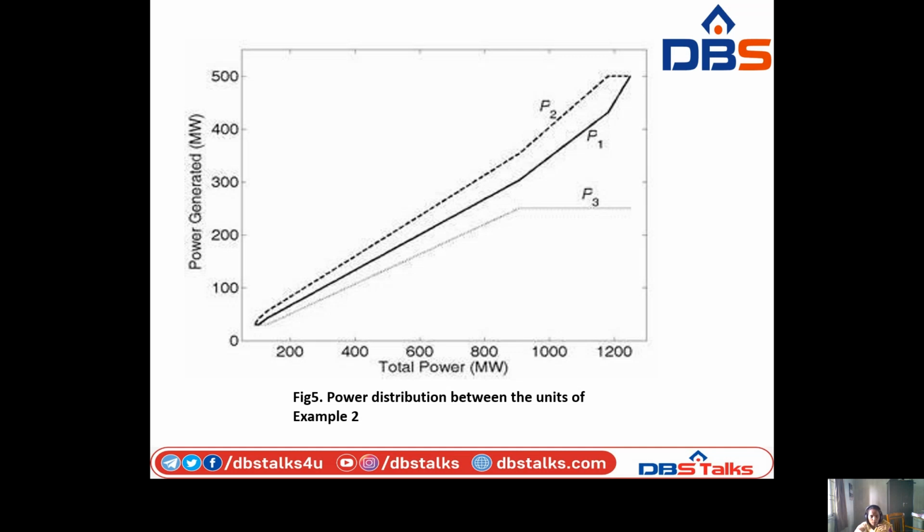We can draw a graph between the total power and the power generated by the units. Then you get a linear curve, which will be increasing. So P1, P2, P3 will also increase. Here the P1 curve will be increasing, the P2 curve will be increasing, and the P3 curve will reach some point and be maintained constant. So this is the P3 value. So that's it.